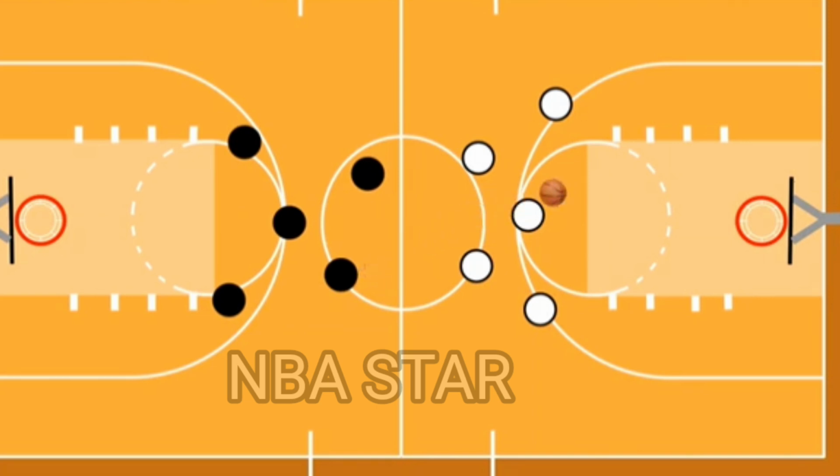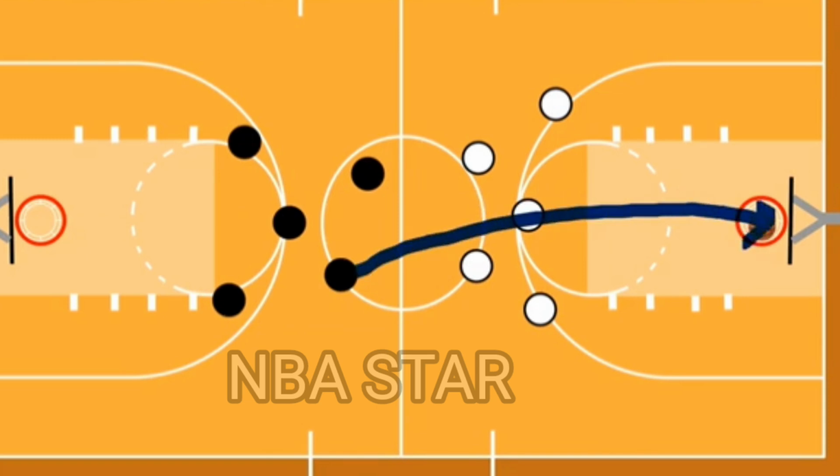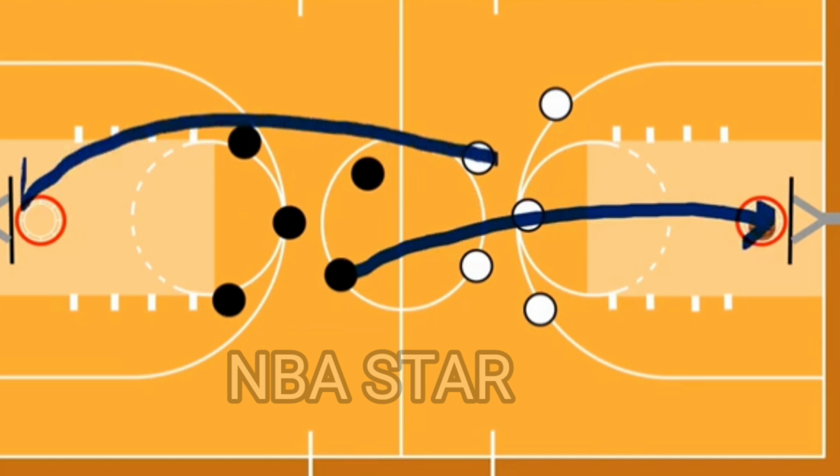Then the purpose of the basketball game is to put the ball in the basket. The black team has to put the ball in the basket of the white team, and then the white team has to put the ball in the basket of the black team. When the ball goes into the basket, points are received.